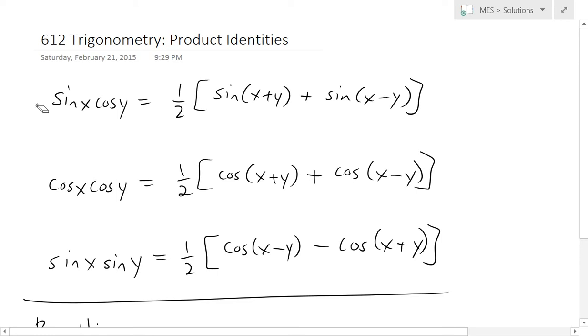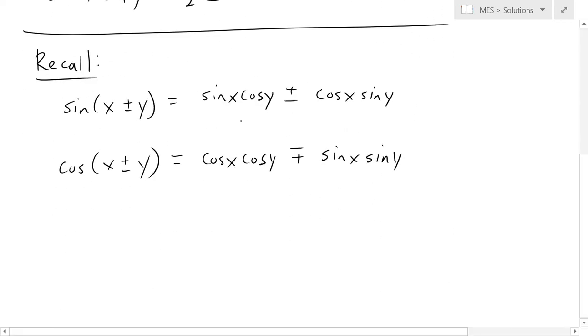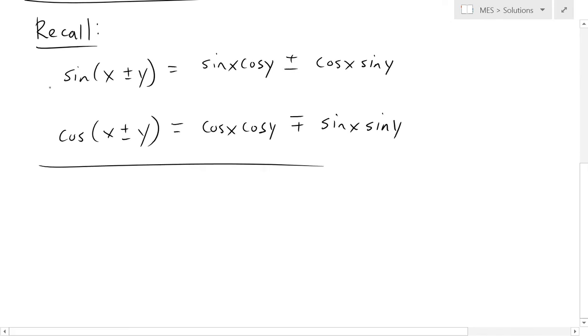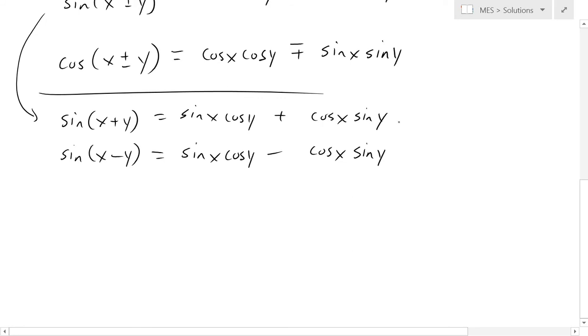So let's look at this one first. We'll call this number 1. Sine x cos y, that's this one right here. You notice this is the only place that it shows. So I'll write this over here. Sine of x plus y equals sine x cos y plus cos x sine y. And now we'll write the negative version of it. Sine of x minus y equals sine x cos y minus cos x sine y. And now what we could do is basically add up these two.